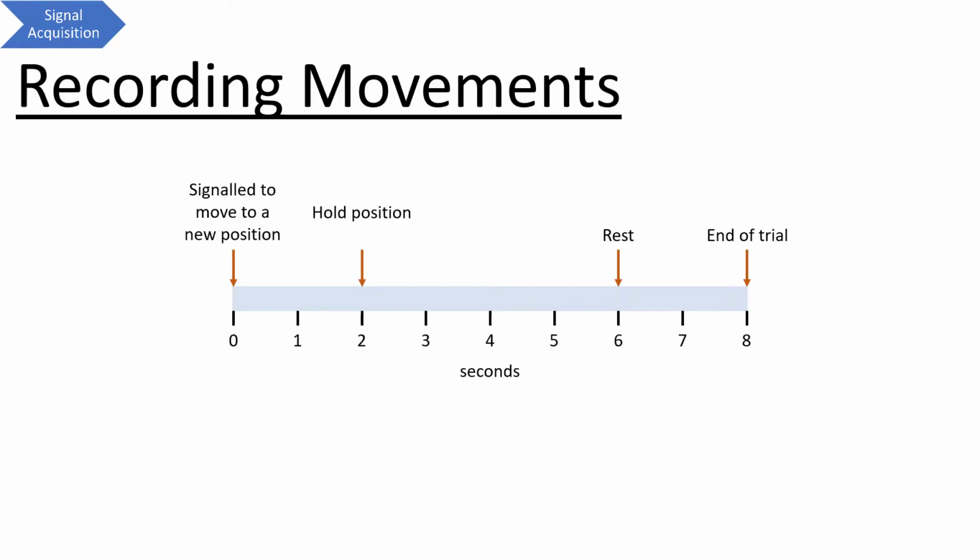Now that the signal-to-noise ratio has been improved, data from each position that is going to be classified needs to be recorded. Experiments are run through a MATLAB toolbox called NeuroStim, which allows for the creation of repeatable experiments. An experiment is made up of trials for each position that is being tested. A trial for EMG is shown here. The subject is signaled to move to the new position and hold this position for 4 seconds.